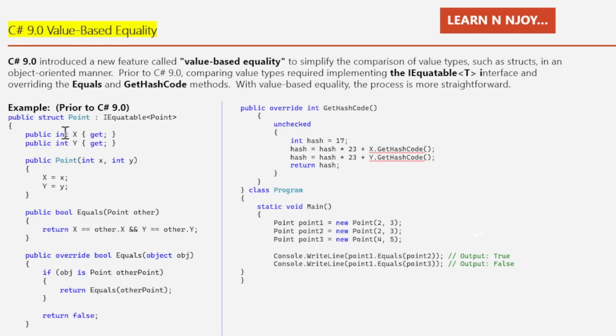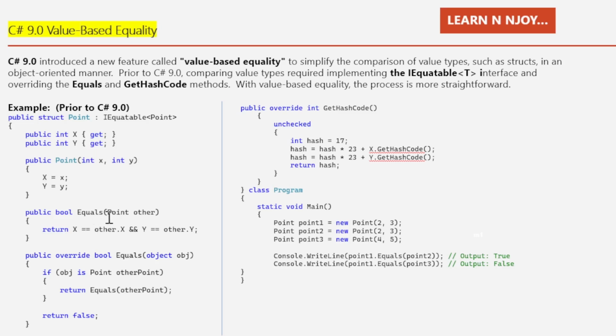So here I have shown one example where we have one struct named Point that is implementing the IEquatable<Point> interface. There are two read-only properties, capital X and capital Y. And there is a constructor Point that accepts two integer inputs, int x, int y, and then assigns the values to capital X and capital Y accordingly.